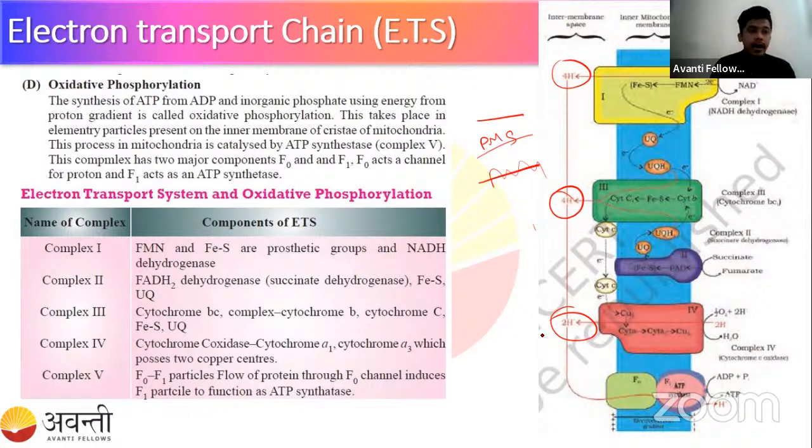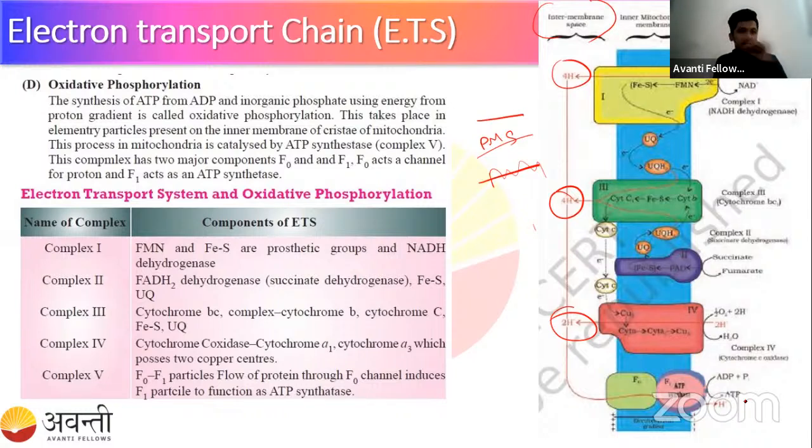So now the hydrogen concentration is very, very high in our inner mitochondrial space compared to that of our matrix. This difference is called a proton gradient. Now complex 5 takes advantage of this gradient. It starts pumping these hydrogen atoms, which are very high in our inner mitochondrial space, towards our matrix. Okay, it goes back.